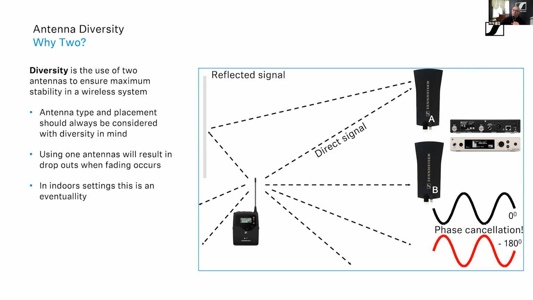This is why we put two antennas on a system. This is also why those two antennas need to be in different locations. If we put them right next to each other, then we could have that fading happen at both, and there's really no point to having two antennas. With that said, if you have one antenna, the system will work, and it will work perfectly fine, but you will get dropouts from time to time. Depending on the space, it could happen a lot. It could happen every once in a while, but it is an eventuality. You will get dropouts in almost every location, except for maybe if you're in outer space and there's really nothing for it to bounce off of.